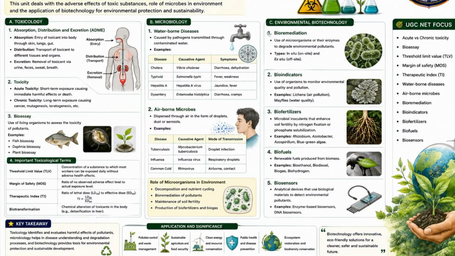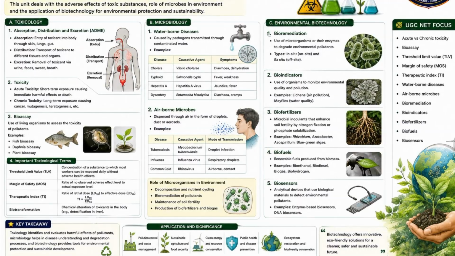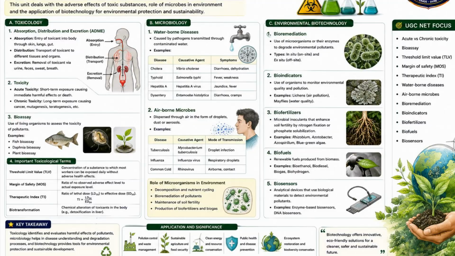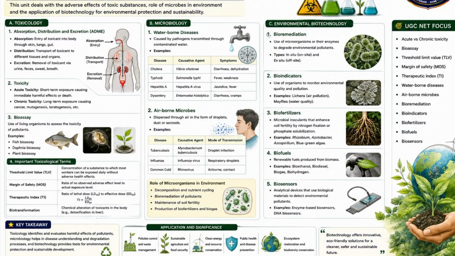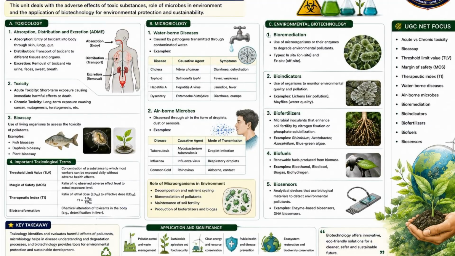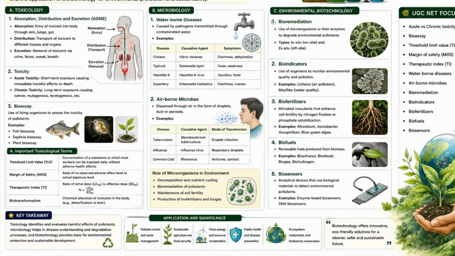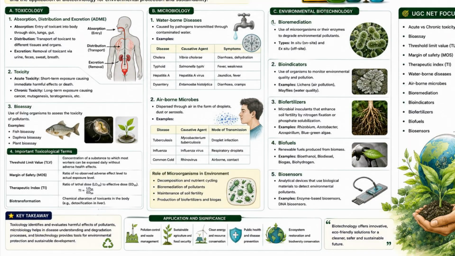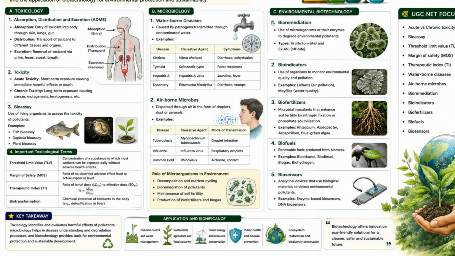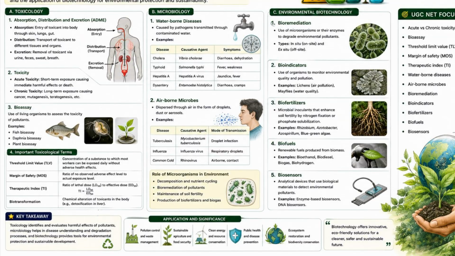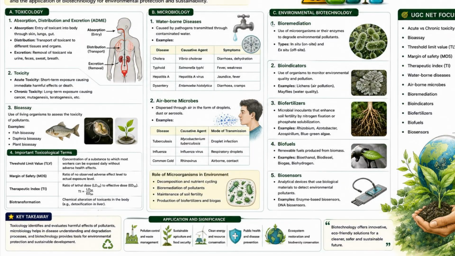Biotransformation is a detoxification process that converts harmful compounds into less toxic forms, mainly through enzymatic reactions occurring in the liver. Lichens are excellent indicators of air pollution, whereas certain aquatic organisms are indicators of water quality. Biofertilizers are preparations containing beneficial microorganisms that enhance soil fertility and plant growth.